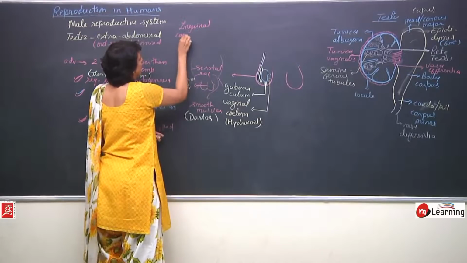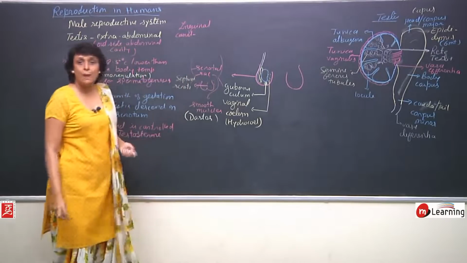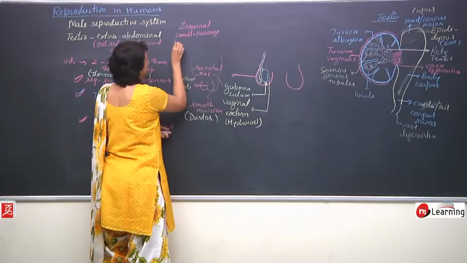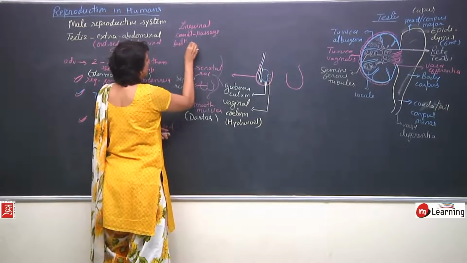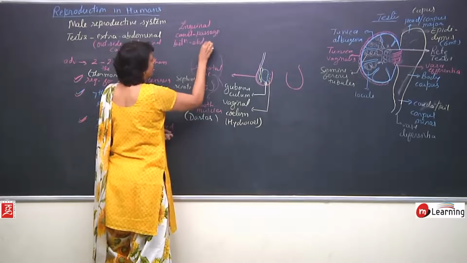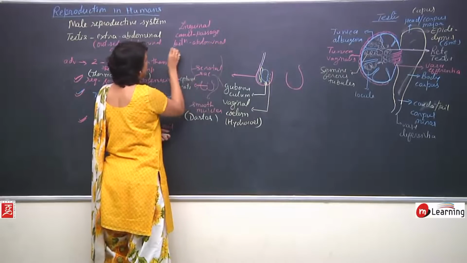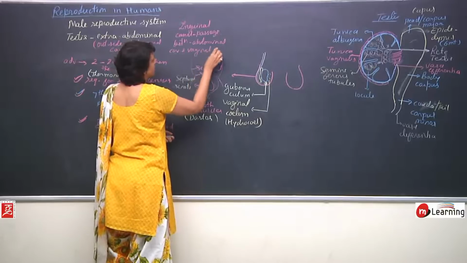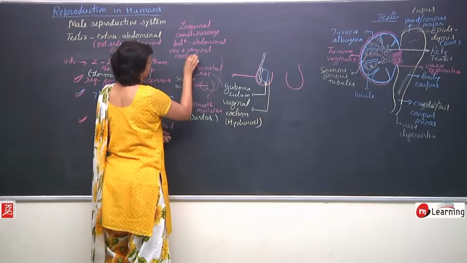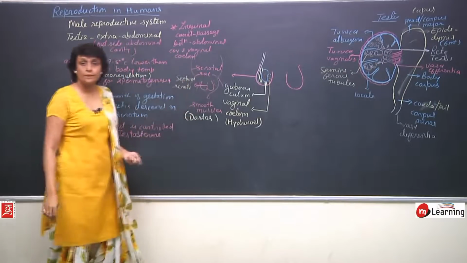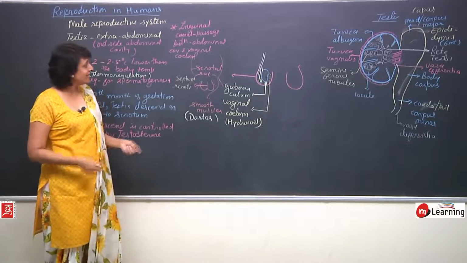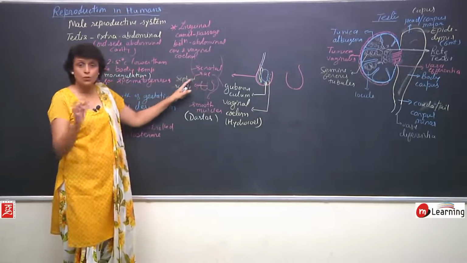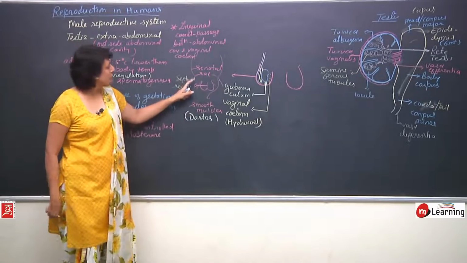So inguinal canal is the passage between the abdominal cavity and the vaginal coelom. When the testes descend from the abdomen, they come into the scrotal sac through this narrow passage called inguinal canal.